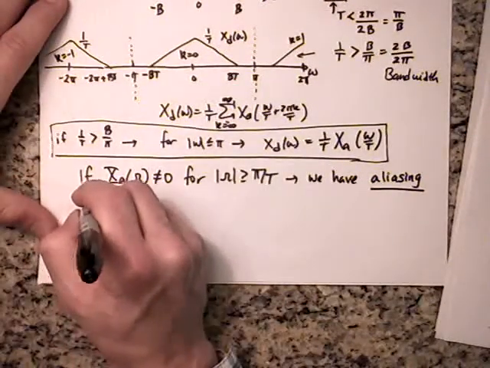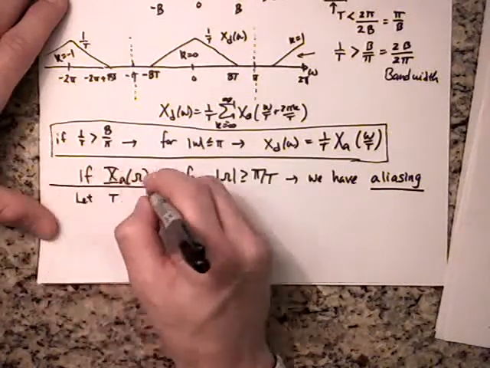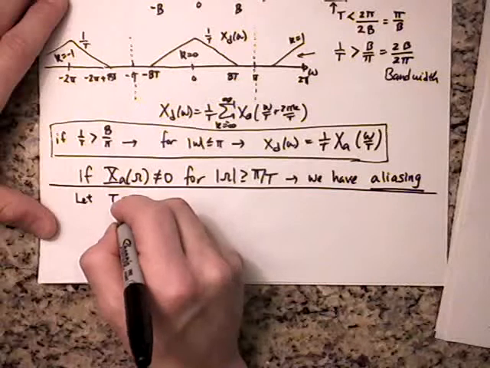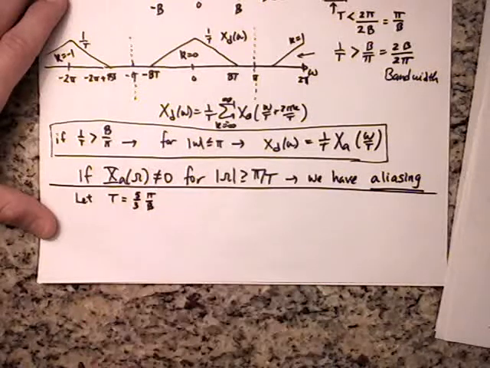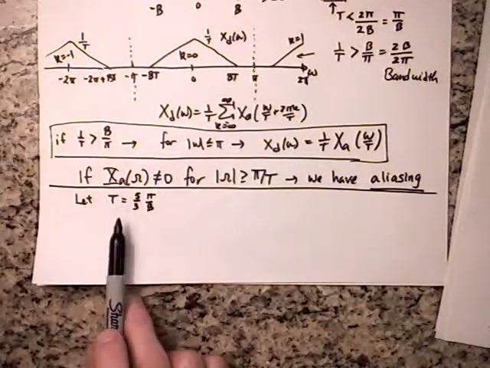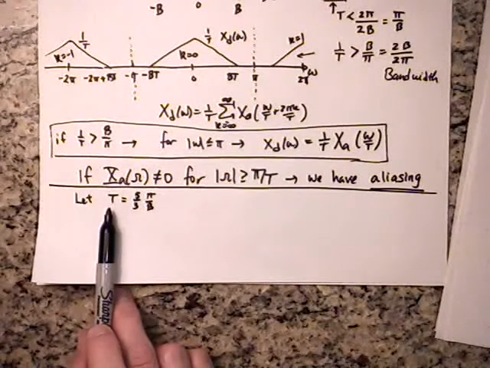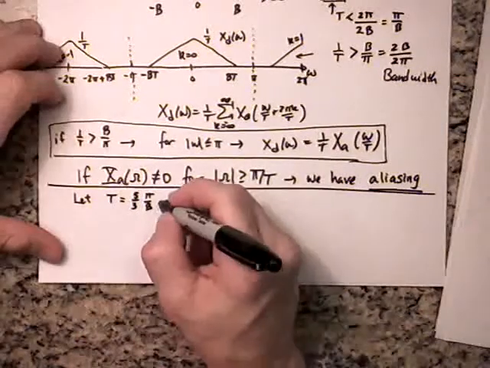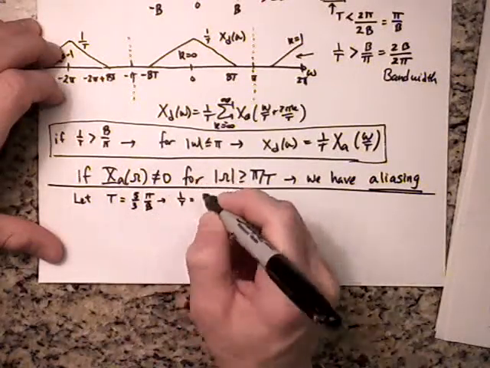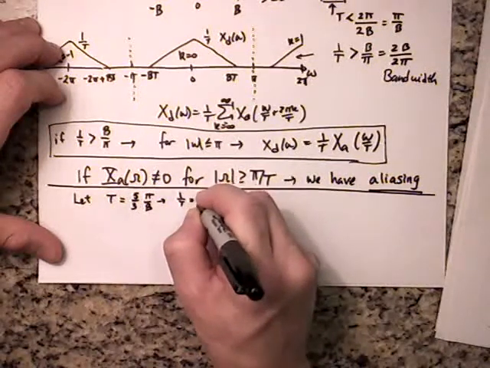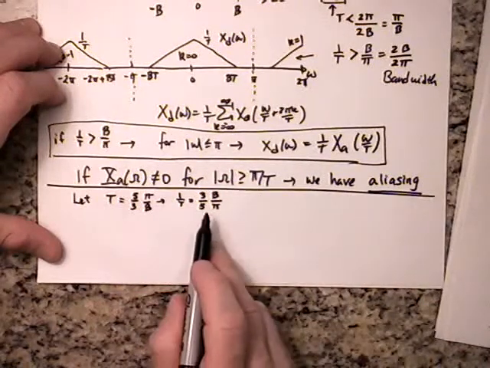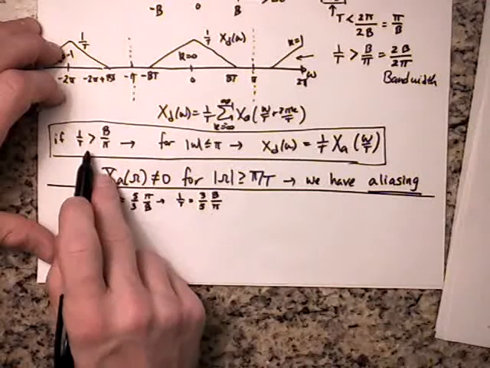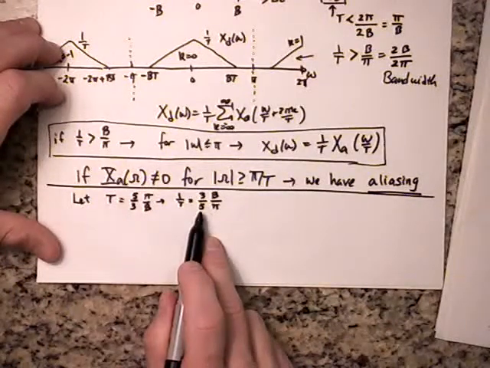Let's let T equal 5/3 pi over B. So then 1 over T is equal to 3/5 B over pi. And it's not greater than B over pi, so we don't satisfy this condition. We're not sampling fast enough.